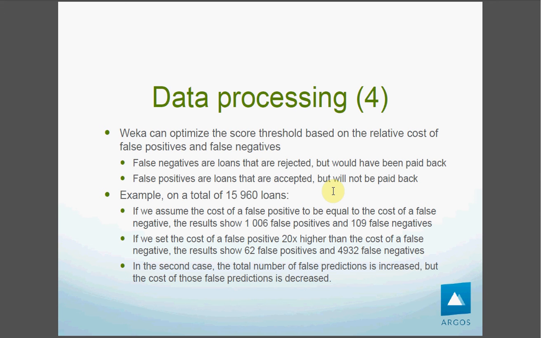Using this cost threshold, the total number of false predictions is increased, but the cost of those false predictions is decreased, and the total cost as well. What does this mean? What this means is that a decent number of defaults could have been avoided, and a lot of cash could have been saved.